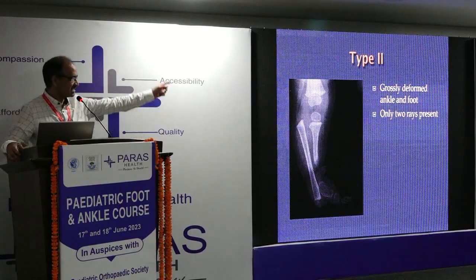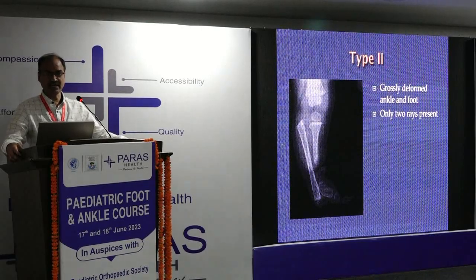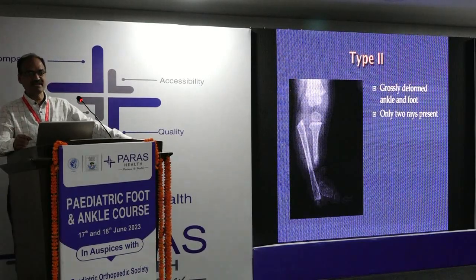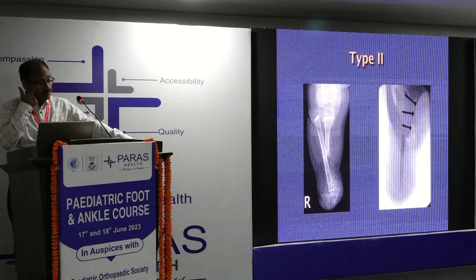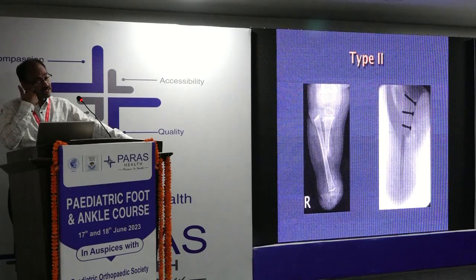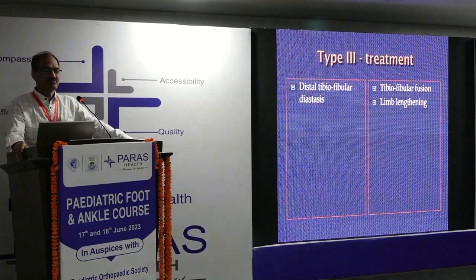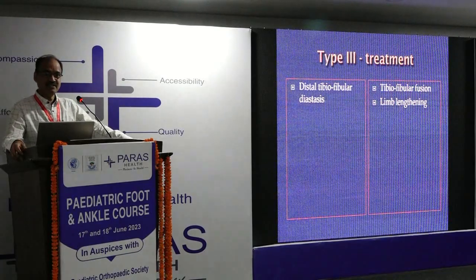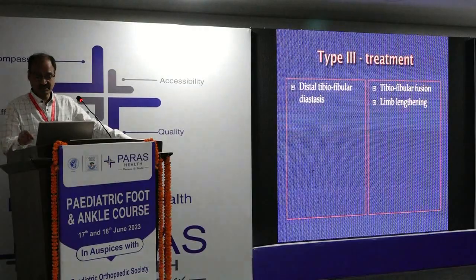This is an example of type 2 hemimelia where only a single ray is present. There's only 1 ray. So we can do the amputation, tibia-fibula fusion, and a Syme amputation, and the child can walk with the below-knee prosthesis. Type 3 will have distal tibiofibular diastasis, where the tibia and fibula are fused, and we do limb lengthening later.